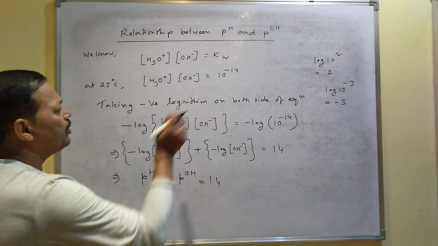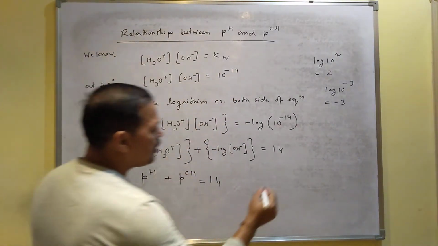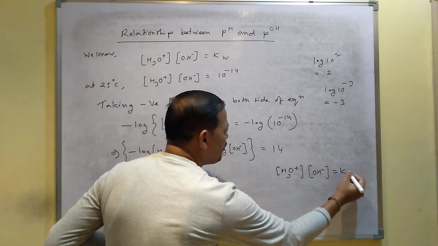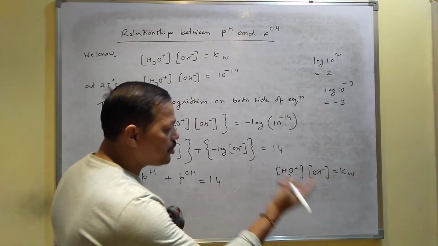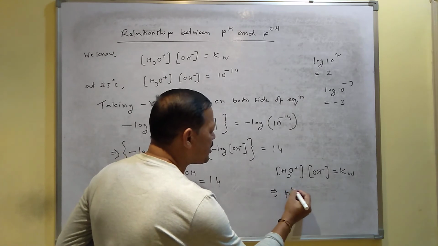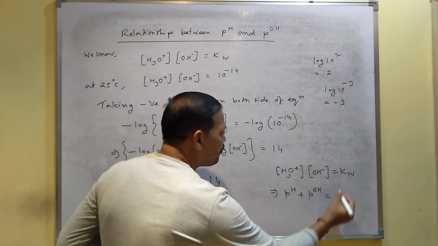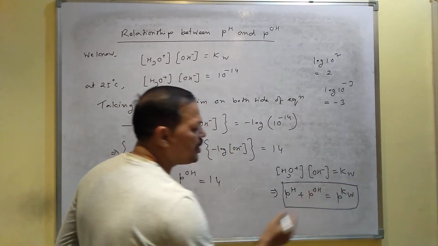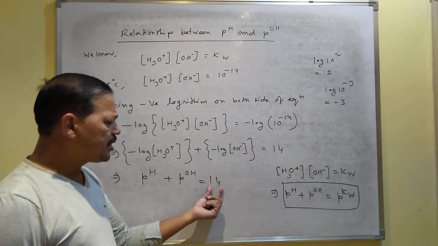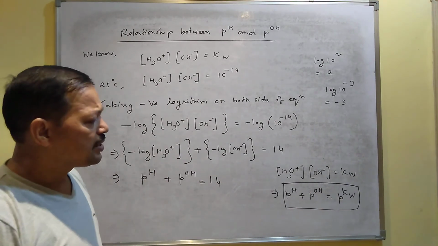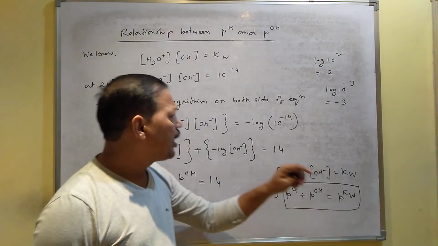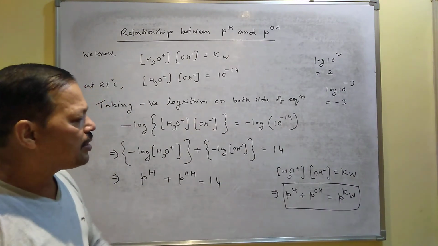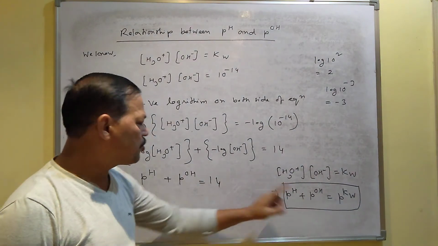See, here if you do not put the value 10 to the minus 14, concentration of H3O plus into concentration of OH minus is equal to Kw. If you take negative logarithm on both sides of the equation, then this becomes pH, this becomes pOH, and this Kw you can write like this, pKw. This is another relation. In terms of Kw, you can write pKw. The value of pKw is 14 at 25 degrees Celsius. When you put the value of Kw, then the equation goes to pH plus pOH is equal to 14. So you can write the relation in this way also.